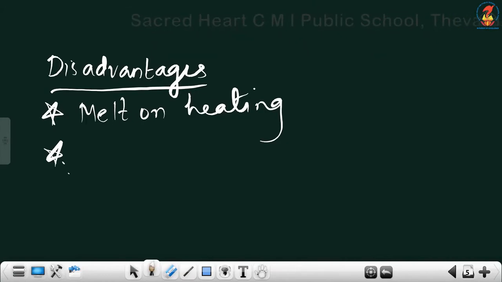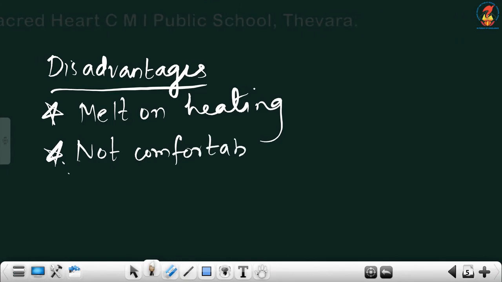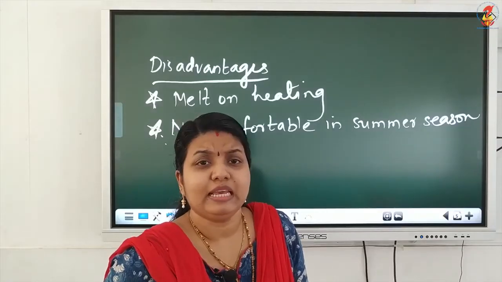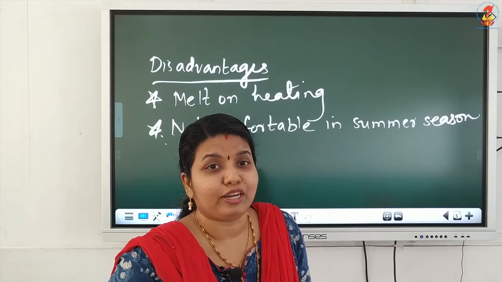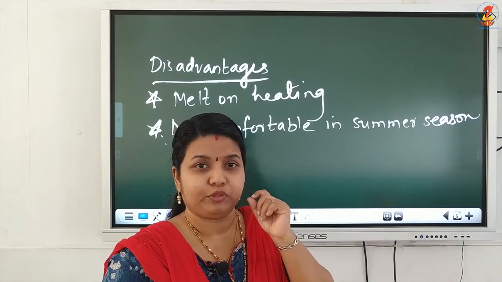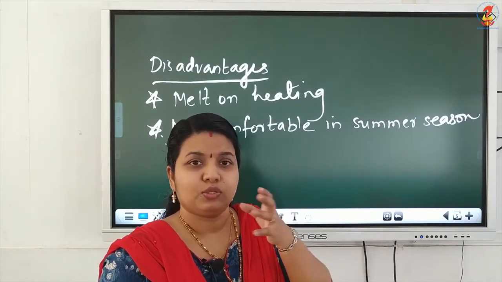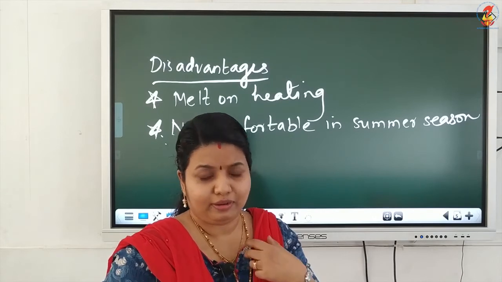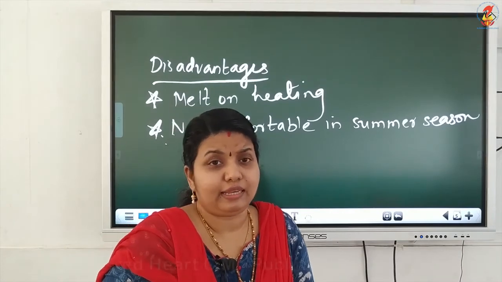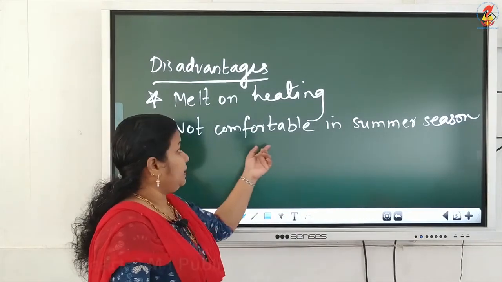The second one is they are not comfortable in summer season. Fabrics made of synthetic fibers are not comfortable to be used in summer season because they absorb only very little sweat. The pores in synthetic fabrics are very few. Number of holes are very few, so they will not absorb sweat from our body. So we will find it very difficult to stand with clothes made of synthetic fibers. So it is not comfortable.